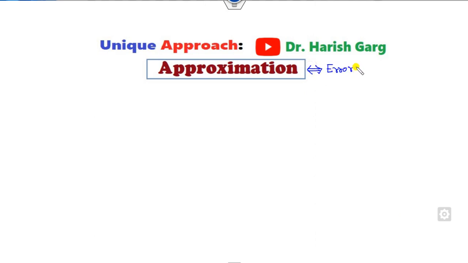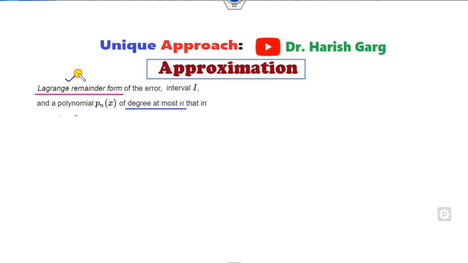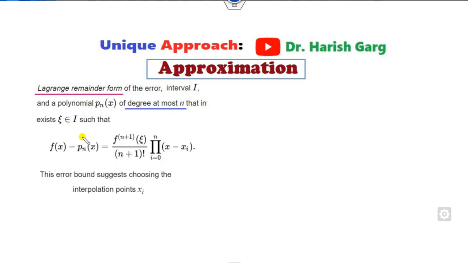How can you find the error? We will always use the Lagrange interpolation method, and remember the terminology: the error is less than or at most this bound. Your first target is to identify the value of n, and then you can find the maximum error using this formula. Remember, this is the nth derivative, and this is the n plus 1th derivative of the function f. Then you find the maximum value of this quantity and the maximum value of this quantity.